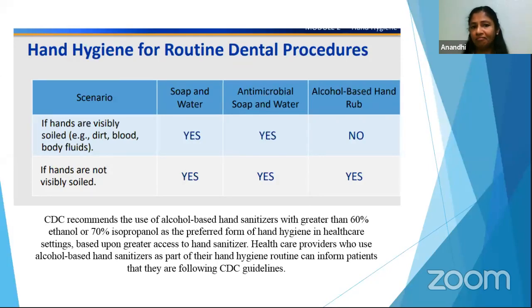And if your hands are dirty with some soil, dirt, blood, we normally don't get as much blood, I mean, we have gloves anyway. But just in case something happens, then you don't use the alcohol-based hand rub. You wash your hands thoroughly, at least 20 seconds with antibacterial soap and water, or just soap and water works very well. The alcohol-based hand rub is like 60% ethanol and 70% isopropanol is what is used for alcohol-based hand rub. So please look at those.